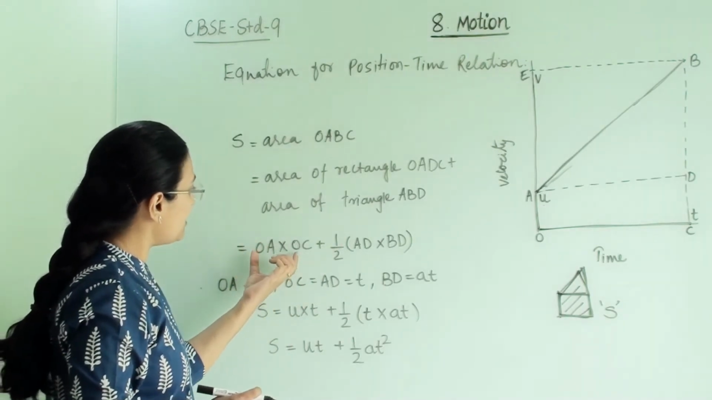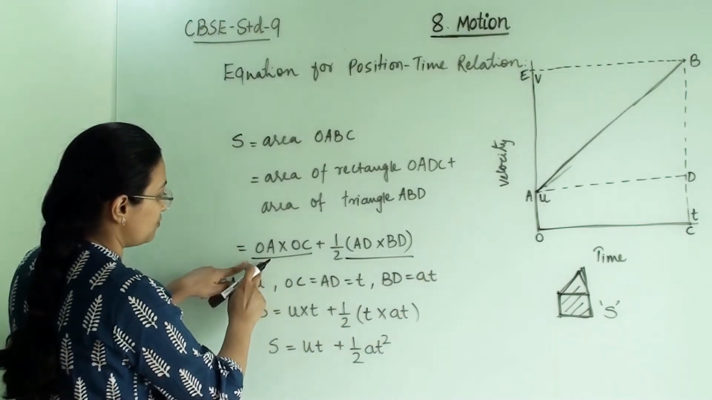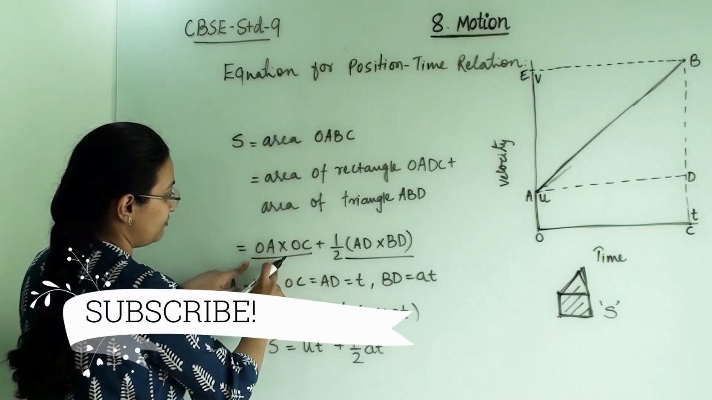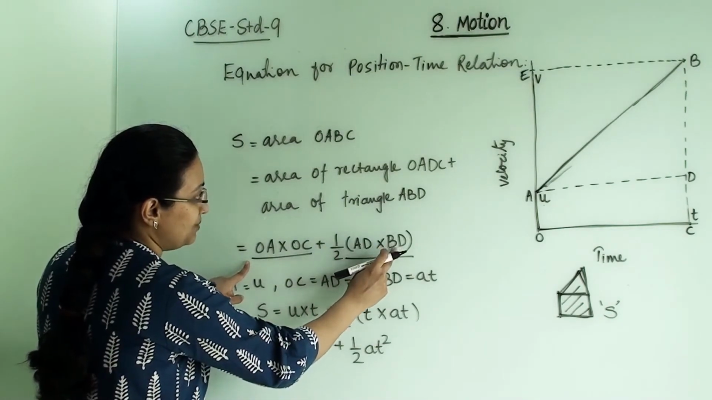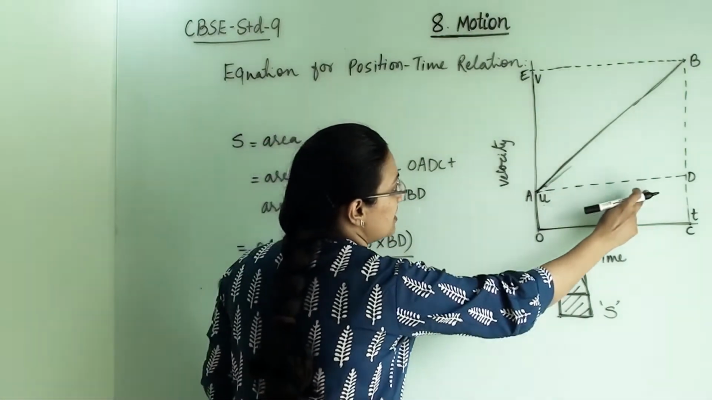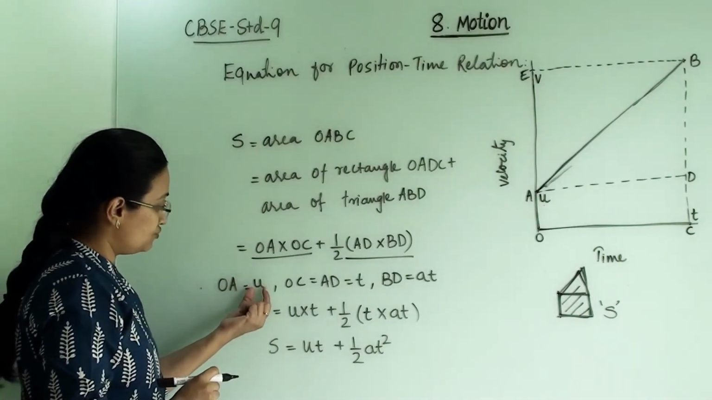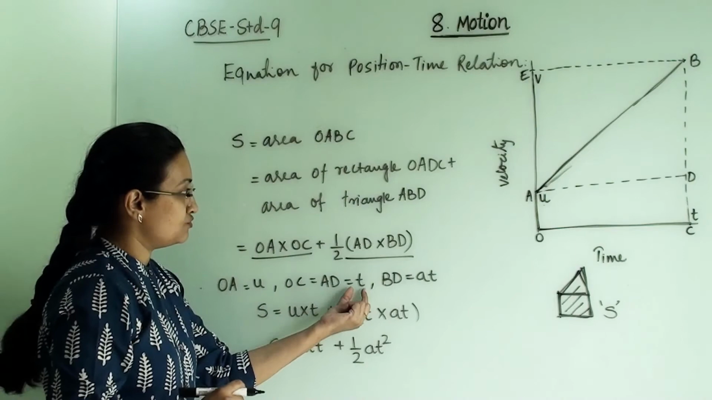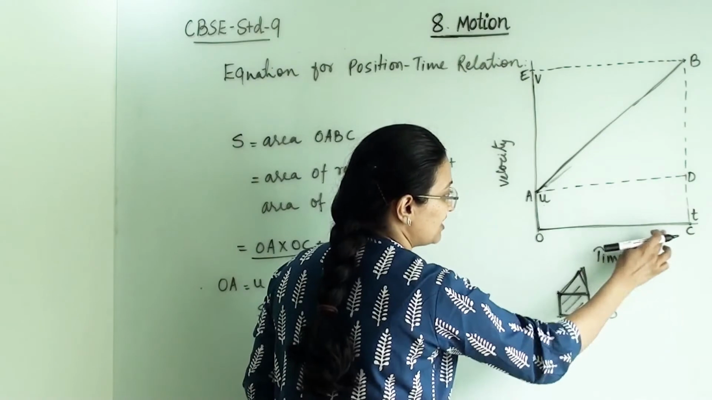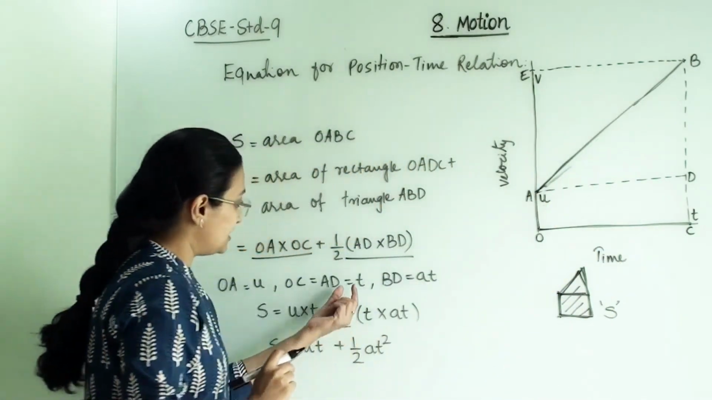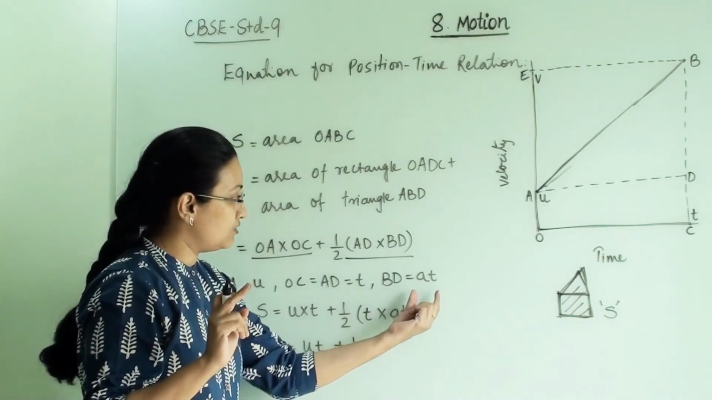Now this is the area of the rectangle, OA into OC, and this is the area of the triangle, 1/2 AD into BD. Now we know that OA equals U, and OC equals AD equals T. So this much time we have taken for this travel, that is T. Now, from the earlier equation we know that BD equals AT.